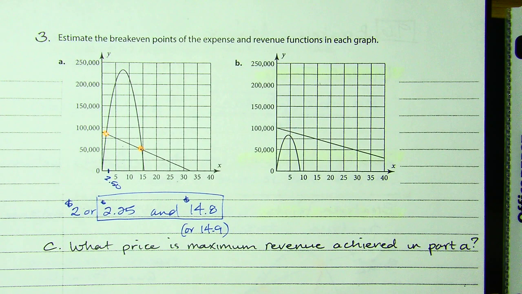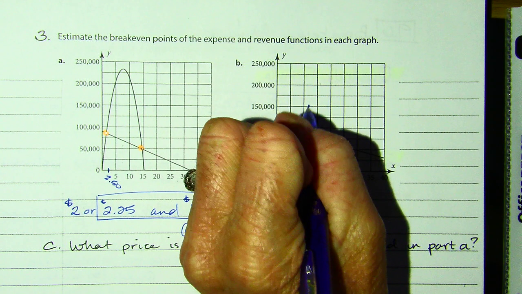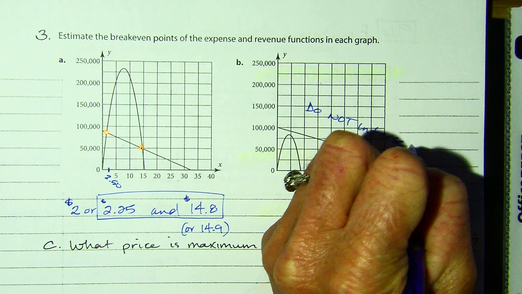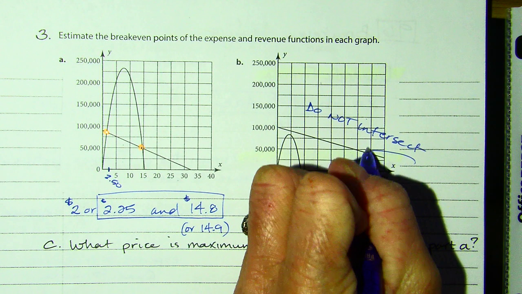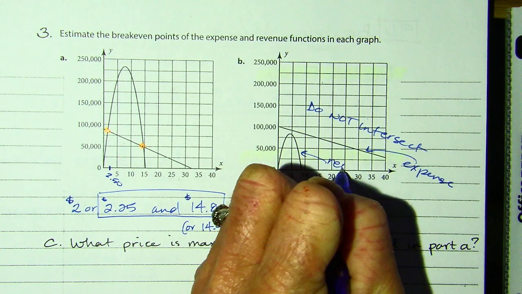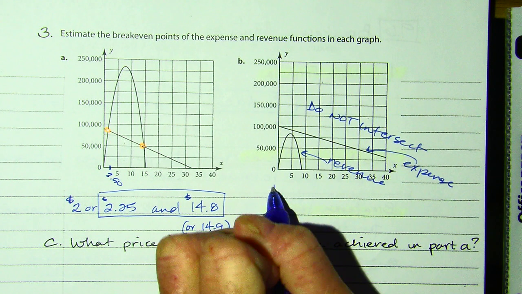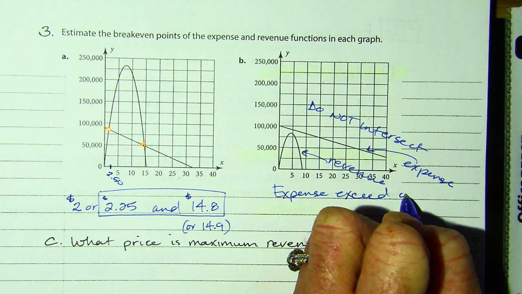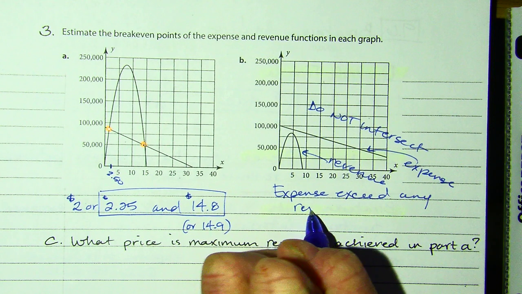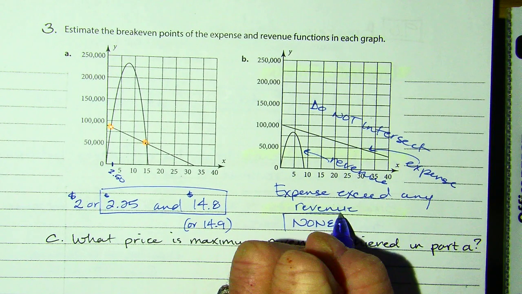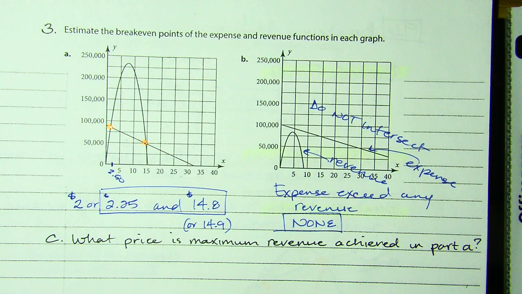In part B, these graphs do not intersect, and that's not good. That means that if this is your expense equation and this is your revenue, notice your expenses exceed any revenue. So there are no break-even points, meaning you probably shouldn't even produce this product because you're never going to make any money.